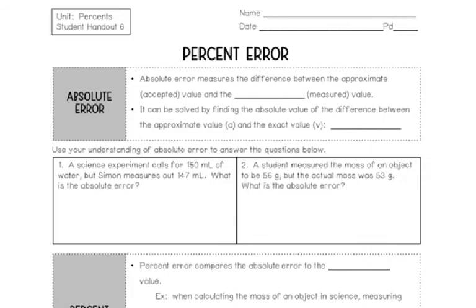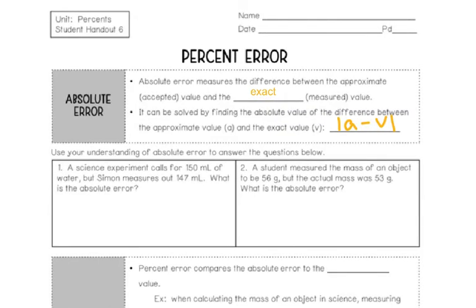Absolute error measures the difference between the approximate or accepted value and the exact or measured value. Absolute error can be solved by finding the absolute value of the difference between the approximate value A and the exact value V. We will use this in the next couple of questions to find the absolute value.